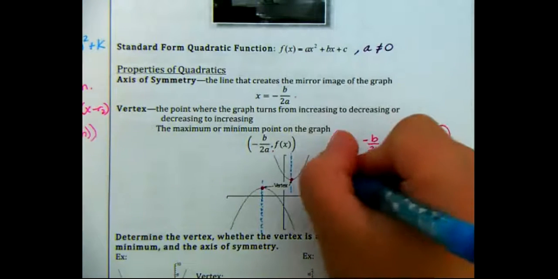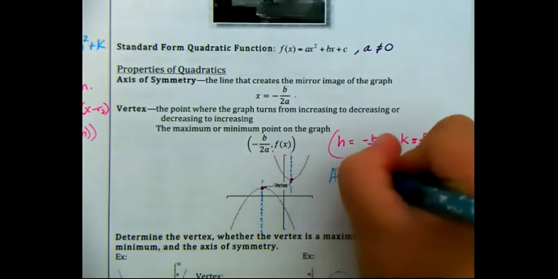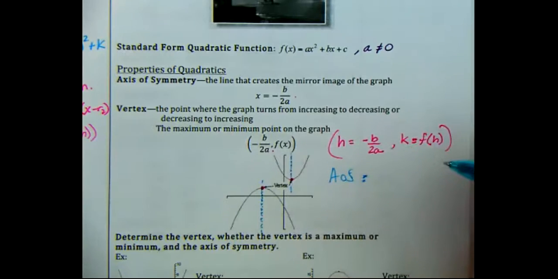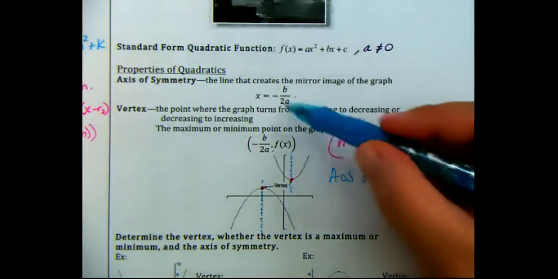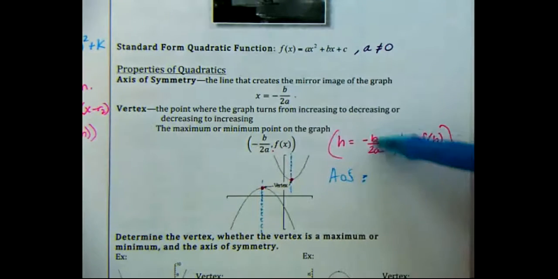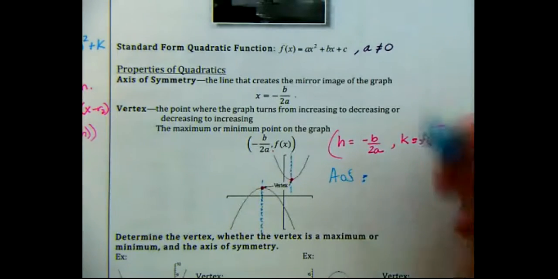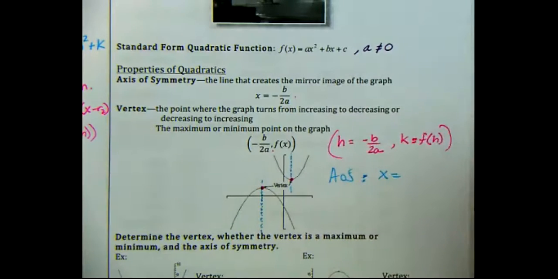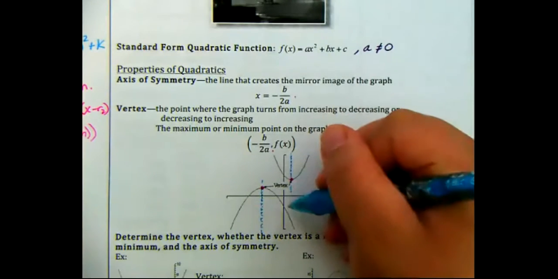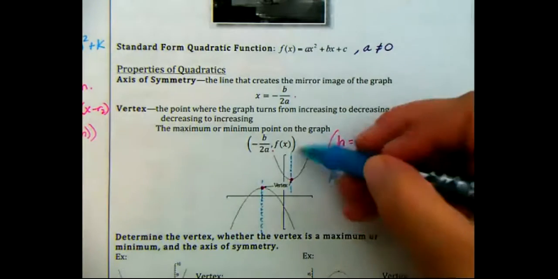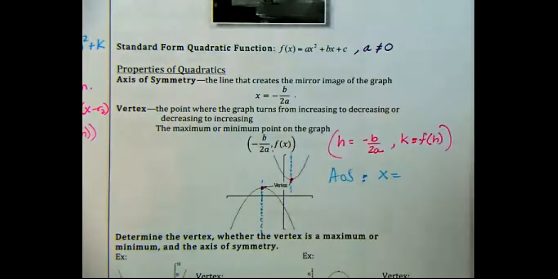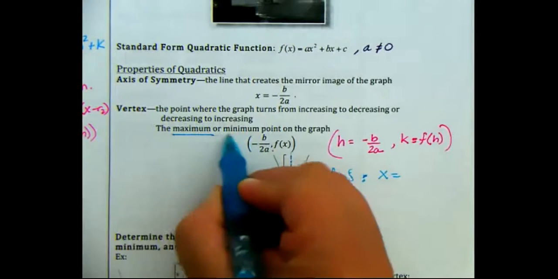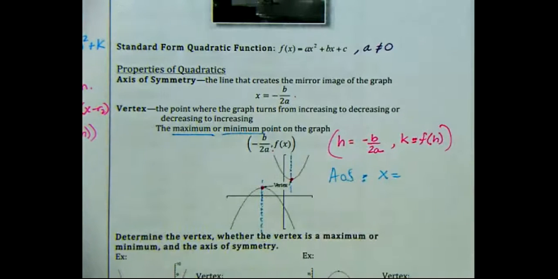And remember that our axis of symmetry is always written as an equation of a line. So we never just write the number. It's never just a number for our axis of symmetry. It has to be x equals our axis of symmetry, because it's a vertical line. And so when we write x equals, we're writing the equation for this vertical line. Okay.